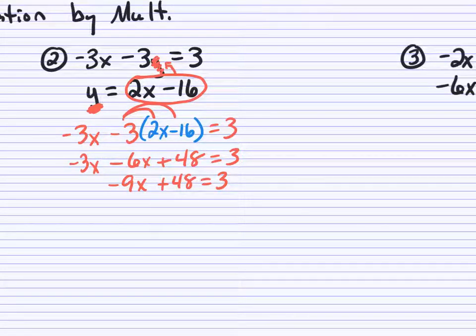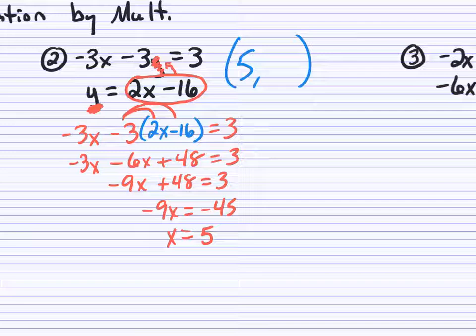From here, I would do an upside down t and subtract 48, and I'm going to do that in my head, and I get negative 45. Then the next step, I would do an upside down t and divide by negative 9, and I'm going to do that in my head as well, and I'm going to get x to equal 5. So I know my answer, the x value has to be 5.